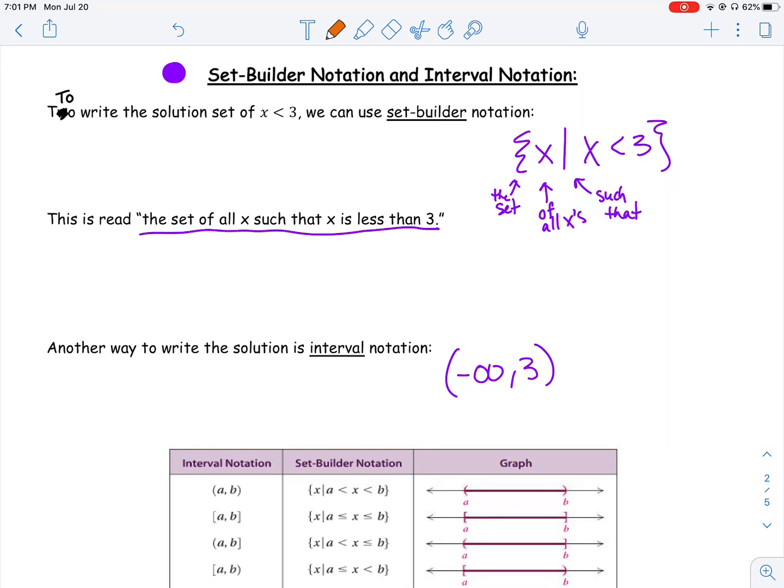Okay, so we just got done talking about reading an inequality and graphing an inequality. Now let's talk about how we would write a solution to an inequality. Now there's a couple of different ways we can write a solution. One of them is called set builder notation.